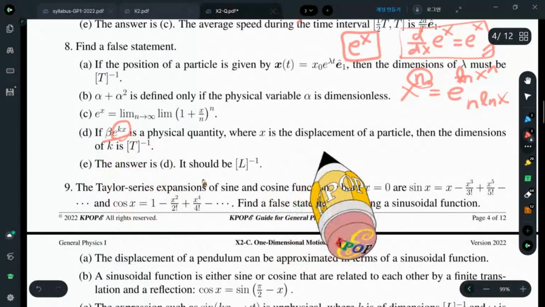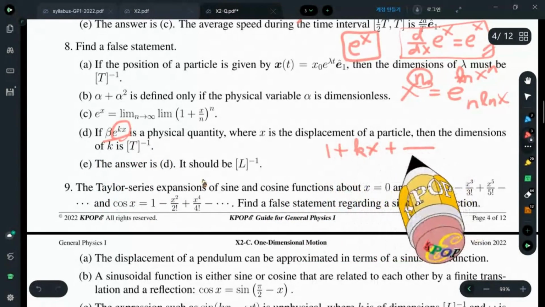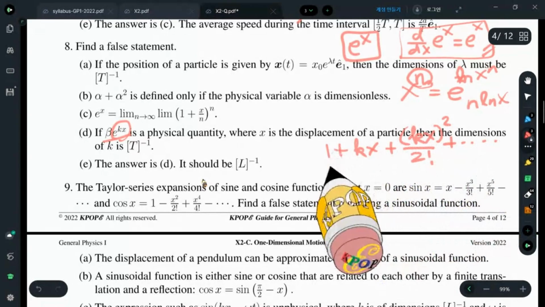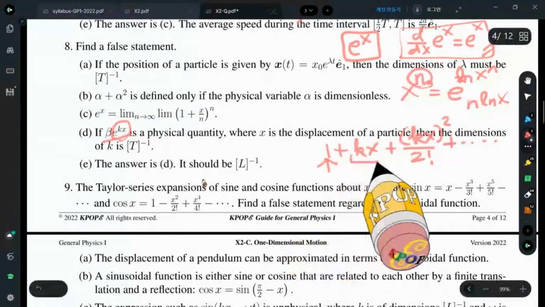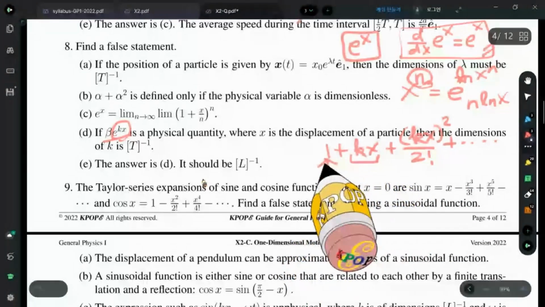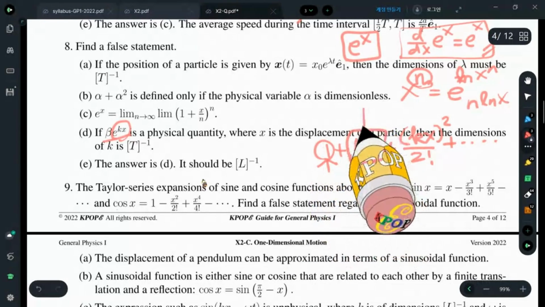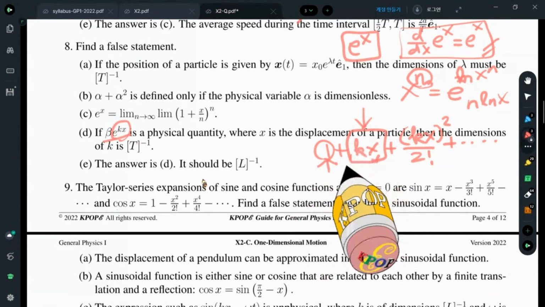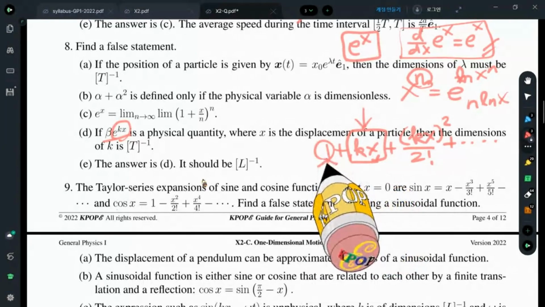exponential function can be expanded. For example, 1 plus kx plus 2 factorial kx squared or something like that, and so on. You'll find this is dimensionless, right? Then you add some dimensionless number by something else, and this one must be dimensionless too, right? One cannot add any dimensionful number to a dimensionless number.